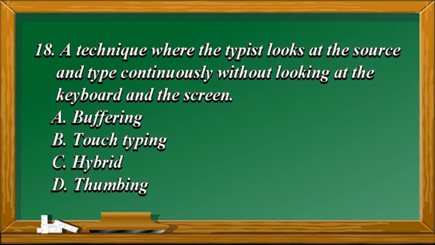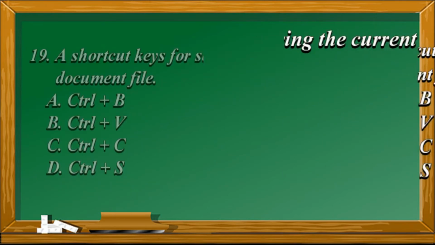Number 18. A technique where the typist looks at the source and types continuously without looking at the keyboard and the screen. A, buffering. B, touch typing. C, hybrid. D, thumbing.